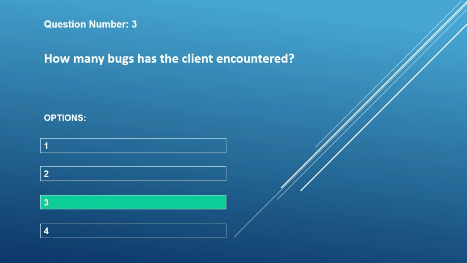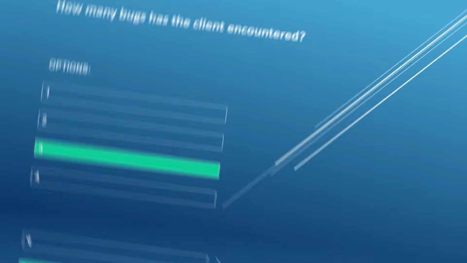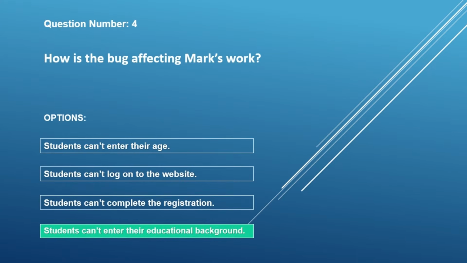Question number 3. How many bugs has the client encountered? The correct answer is the 3rd one. Question number 4. How is the bug affecting Mark's work? Options are: students cannot enter their age, students can't log on to the website, student cannot complete the registration, students cannot enter their educational background. The answer is students can't enter their educational background.